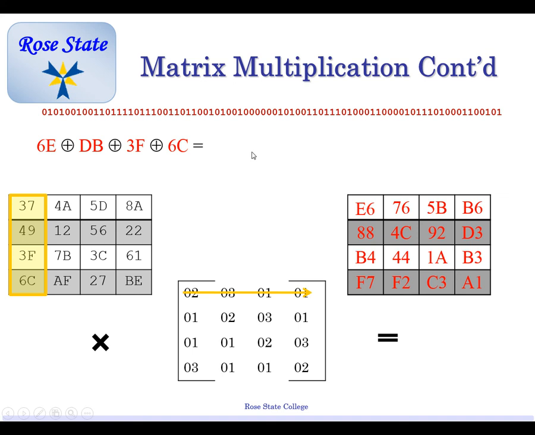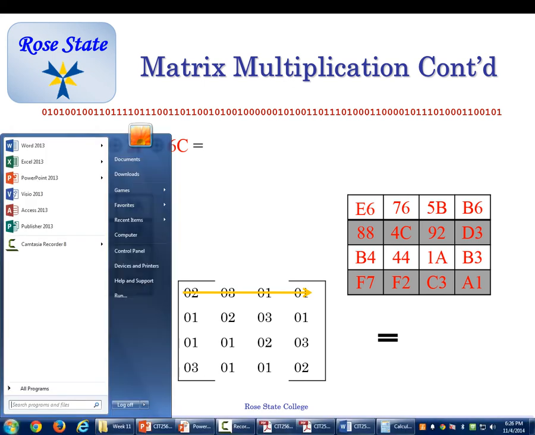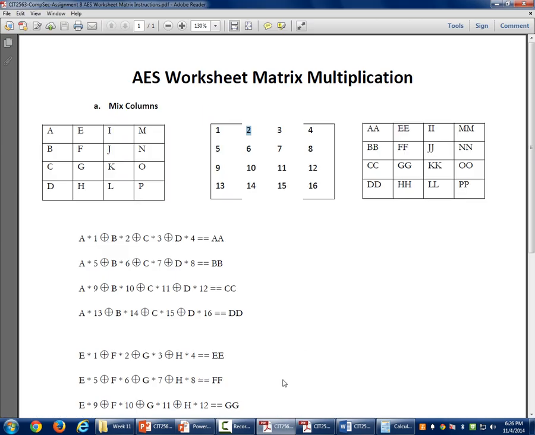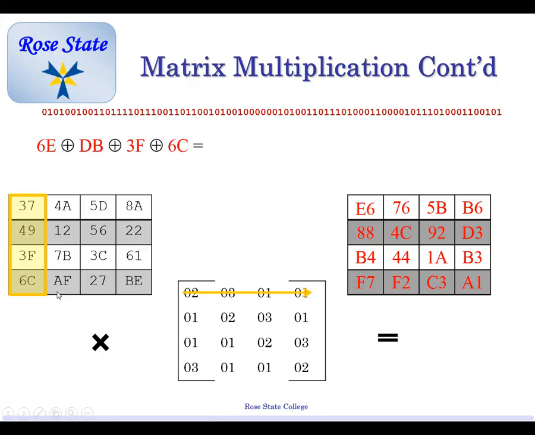Then you use that same column for the second row in the next one, to get b. So it's going to be 37 times 1, XORed with 49 times 2, XORed with 3f times 3, XORed with 6c times 1. All that is going to give us this dd.